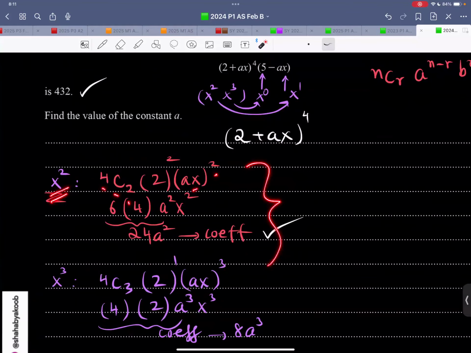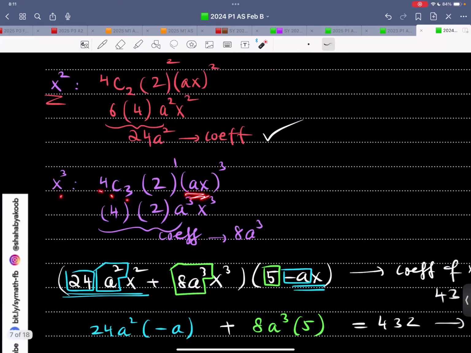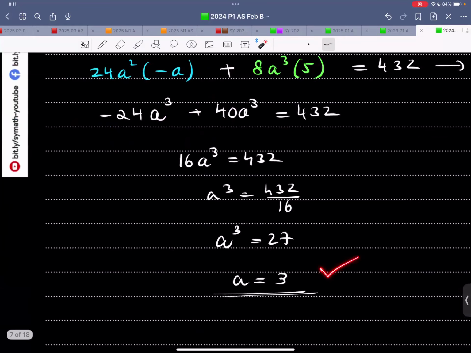NCR, success, not success. This is not S1. This is the second term raised to power of 2, first term raised to power of 2. Then x cube, 4C3, second term raised to power of 3, first term raised to power of 1. Then you multiply it selectively, the blue with the blue, the green with the green. Take care of the coefficients, add it up, equal it to 432, solve, and then you get this answer.